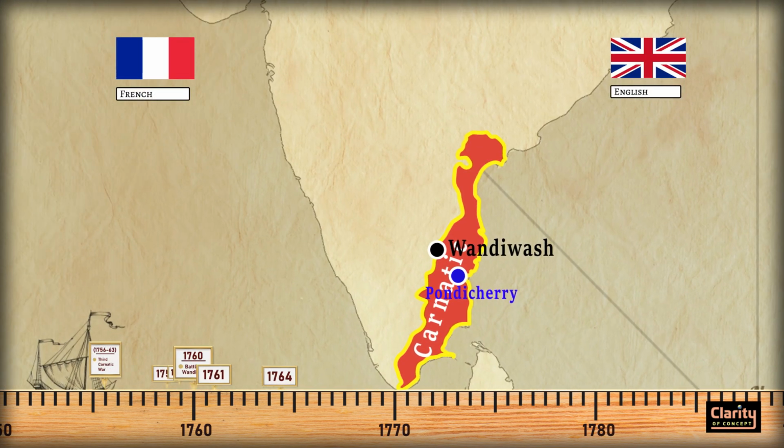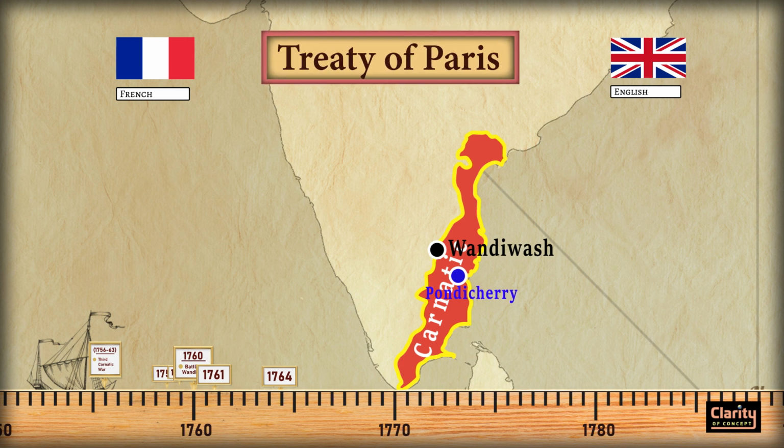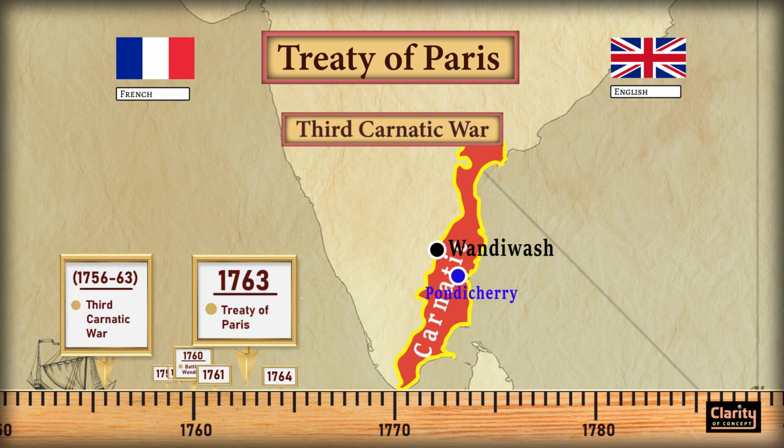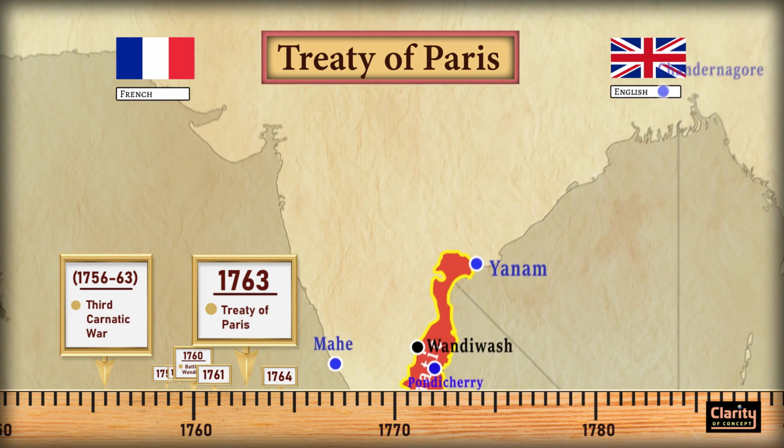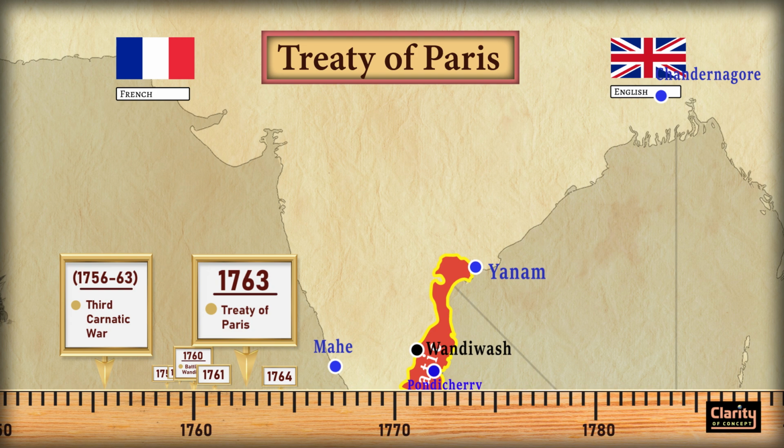Following the decisive victory at Vandivash, the conflict became minimal. The Treaty of Paris in 1763 formally ended the war. This also ended the Third Carnatic War. The French were allowed to keep their trading posts in India but with strict conditions. They were permitted to retain control over their trading posts in Pondicherry, Mahe, Karaikal, Yanam, and Chandernagore.